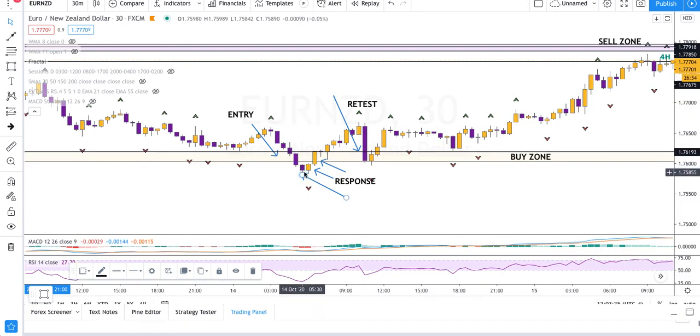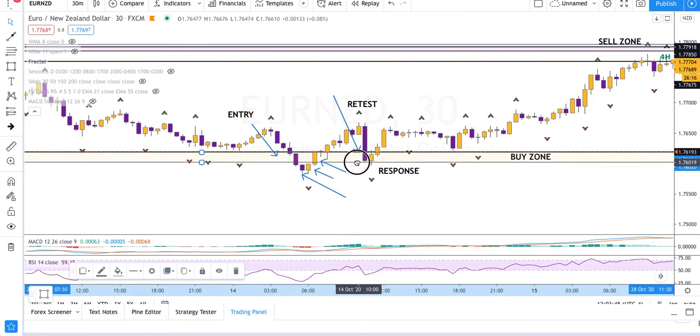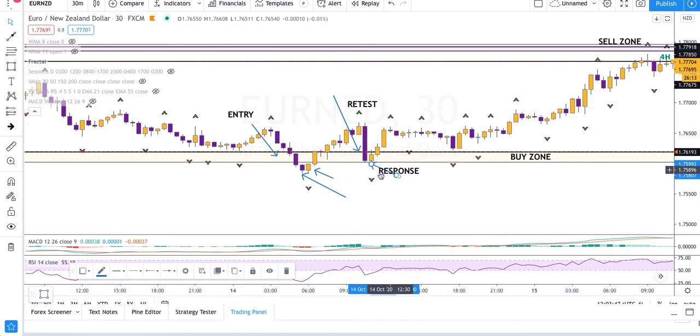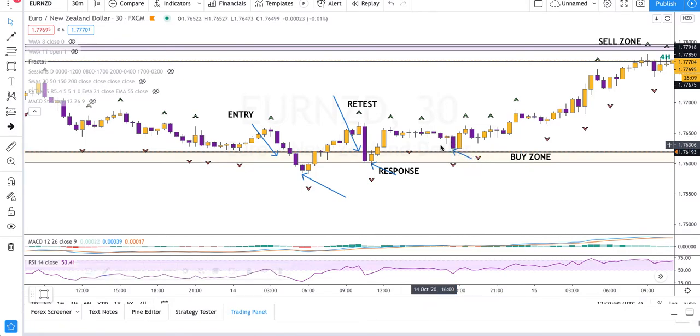So you're not going to just get excited the first time it enters the zone, because you know there's always going to be an entry, response, and retest. At least twice. All right. Entry, response, retest. Entry, response, retest. This time, it did not go in.